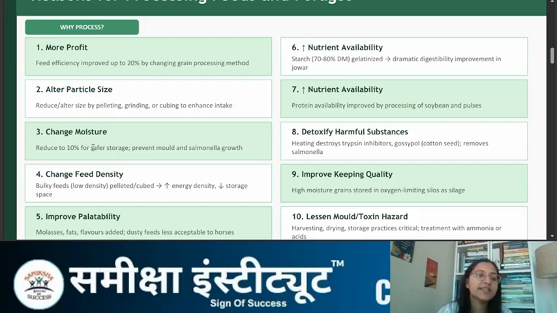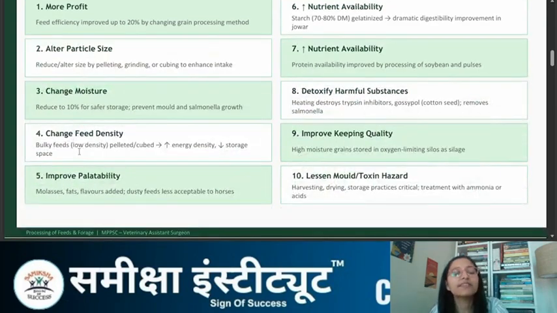Then to change the moisture content, basically higher moisture crops are susceptible to fungal intoxication and even fungal spoilage. So we need to reduce the moisture content so that they are better stored. So reduce to 10% for safer storage, prevent mold and salmonella growth. Then to change the feed density, to improve or reduce the bulk density. Bulky feeds, pelleted, cubed, increase energy density, reduce storage space. To improve palatability, molasses, fats, flavors are added. Dusty feeds are less acceptable even in the case of horses.